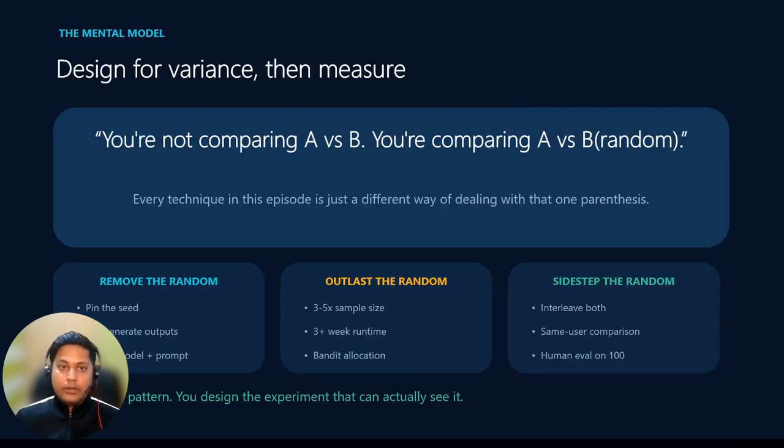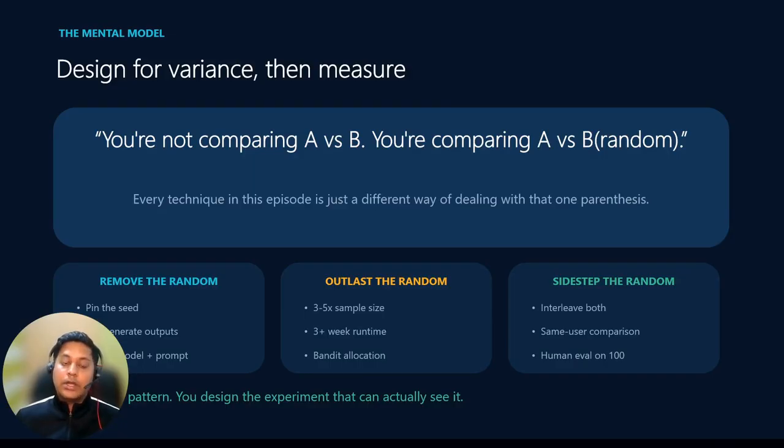Now I want to give you one mental model to carry out of this episode, because the four approaches are easy to forget and this sentence is not. You are not comparing A versus B. You are comparing A versus B random, right? And everything we covered today is just a different strategy for dealing with that one set of parentheses.